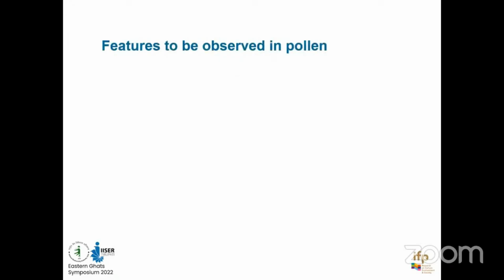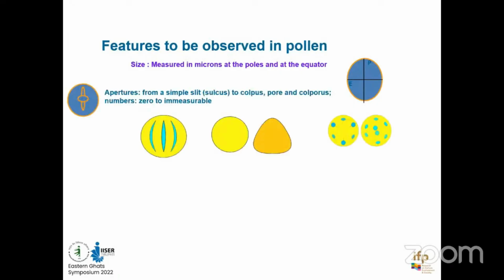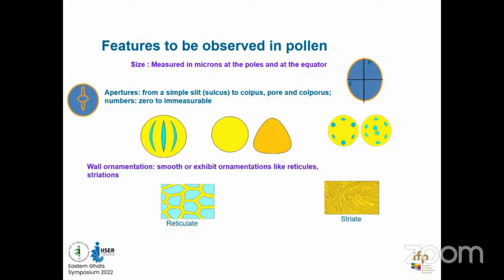But then I'll go on to telling you what are the features which we actually observe in the pollen. This is going to be really very quick. So one of the important features is size, of course, as you do with most microscopic objects. But then the pollen also contains apertures, which are called pores and also called colpi. So this round aperture is called a pore, and this elongated aperture is called a sulcus, and the wall ornamentation itself can have some patterns like reticulation and striation.